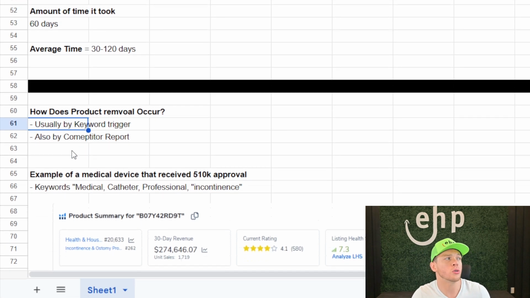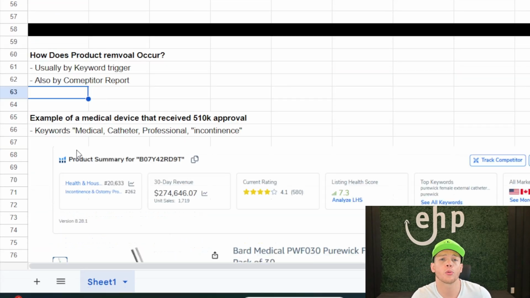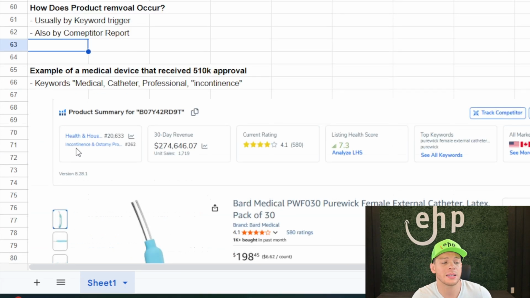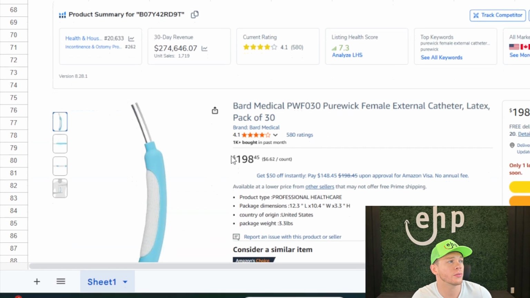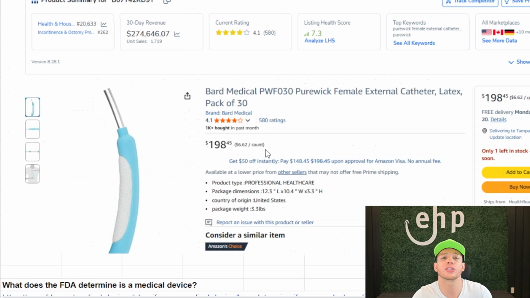Now, how does removal occur? So it's usually triggered by a keyword. So you have a medical device keyword in your title, in your bullet points, on your back end, or a competitor reported you. Now, FDA 510K approval is for medical devices. This means Amazon thinks your product is a medical device, just like this one right here. It's a female catheter. This is considered a medical device because it solves a medical problem. So keep that in mind.